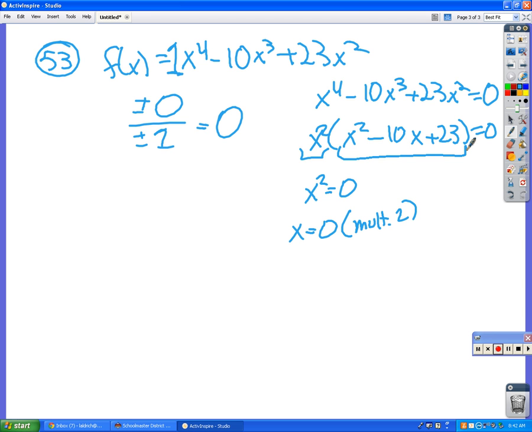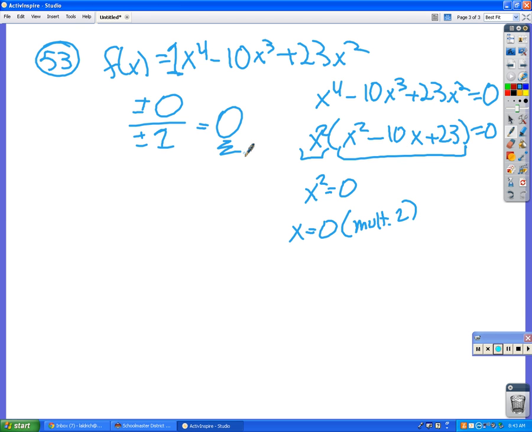Okay, so now we're left with solving that piece right there, x squared minus 10x plus 23. What's going to be true about those answers? They're going to be decimals. They're going to be irrational because the rational roots theorem tells us that that's our only rational answer, and we used that up already. So if we're going to come up with irrational answers, what's the only way we can find those? Quadratic formula.